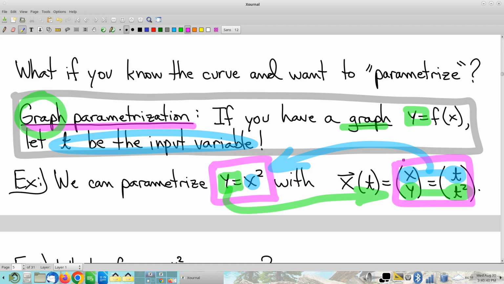We have our parameterization. We have position as a function of time, x and y explicitly as functions of time. So this works for any graph. Totally awesome. One step, basically. Easy to use. Pretty nice method. Everybody happy?